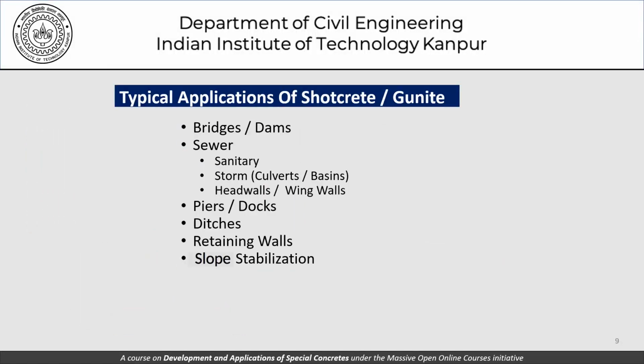Now, the typical applications of shotcrete are what is also called guniting. Sometimes the operation is called guniting and shotcrete is referred to as gunite. That could be in bridges or dams, repair works especially, sewers, sanitary, storm, head walls or wing walls, piers and docks, ditches, retaining walls, and slope stabilization. These are some of the applications, especially in the context of repair works.